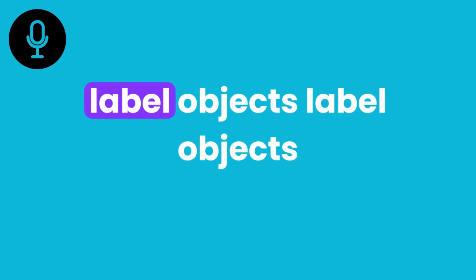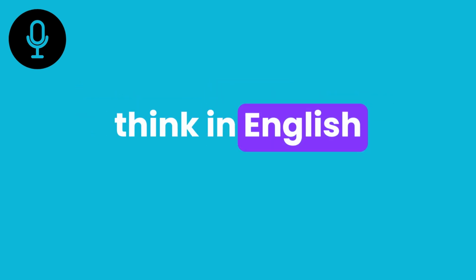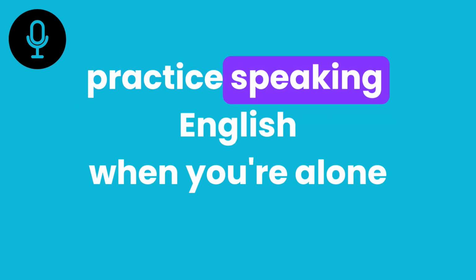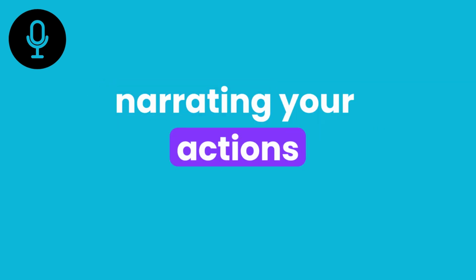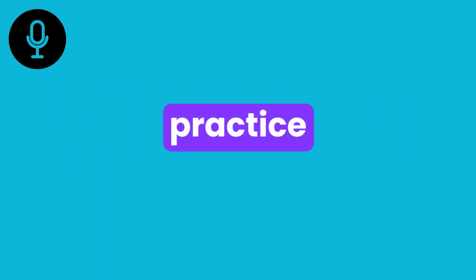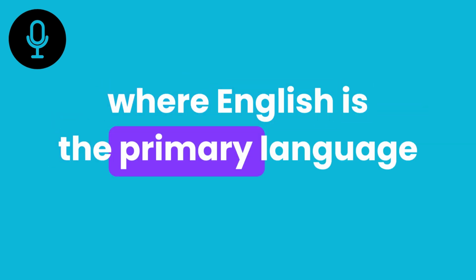Everyday practice. Label objects around your house with their English names. Think in English. Try to think in English throughout the day. Speak to yourself. Practice speaking English when you're alone, such as describing your day or narrating your actions. Networking. Language exchange: find a language exchange partner to practice speaking with. Professional networking: join professional networks or attend conferences where English is the primary language.